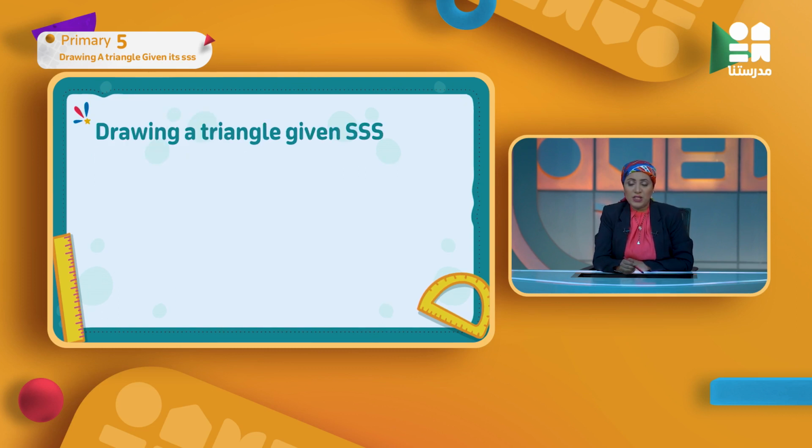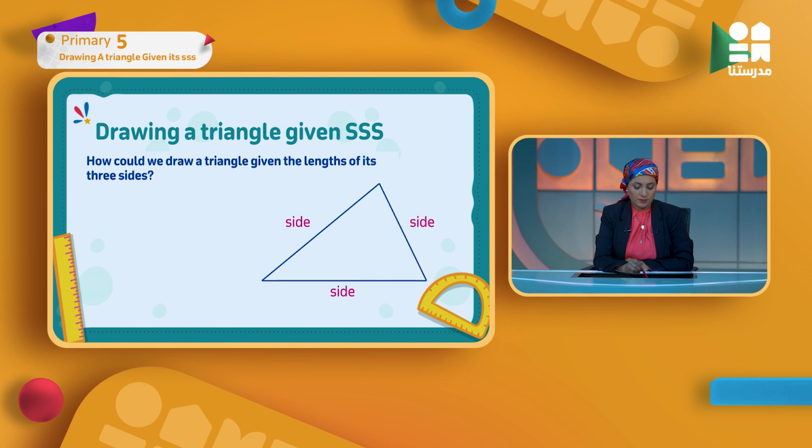Now we need to know how to draw a triangle if we have the length of its three sides. We need to know that in this way of drawing triangles, I have to use the ruler and the compass. And the compass here is also essential.